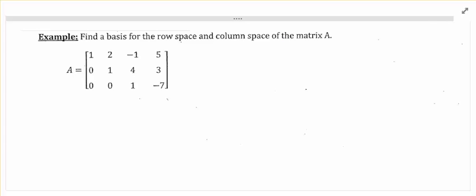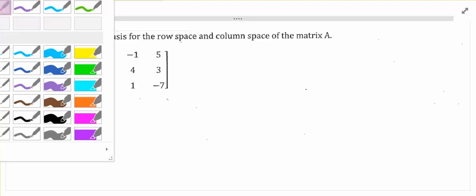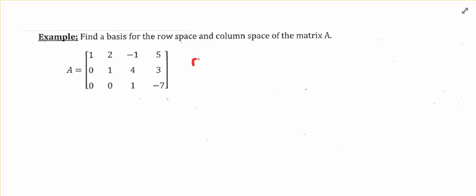Hey guys, it's Mr. C here, and in this example, which is at the top of page 2 of section 4.7, I'm going to show you how to find a basis for not only the row space, but also the column space of a matrix A. Let me go ahead and get my pen ready. We'll start with the row space.